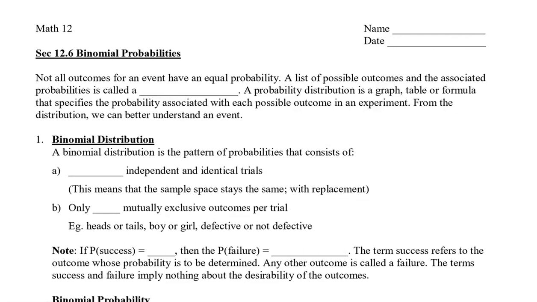Now, before we do that, let me talk about probabilities. Not all outcomes for an event may have an equal probability. A list of possible outcomes and the associated probabilities is called a distribution.